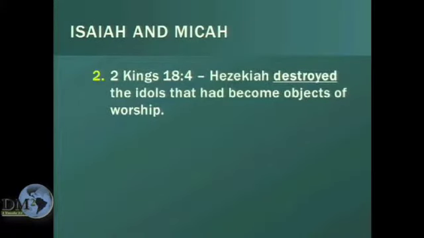2 Kings 18:4, Hezekiah destroyed the idols that had become objects of worship. We finally have a king who gets rid of the high places. In verse 3 of 18, he did right in the sight of the Lord, according to all that his father David had done. He removed the high places and broke down the sacred pillars and cut down the Asherah.